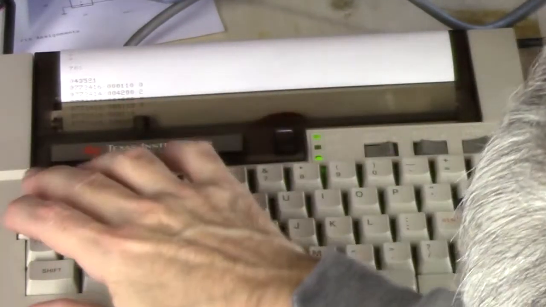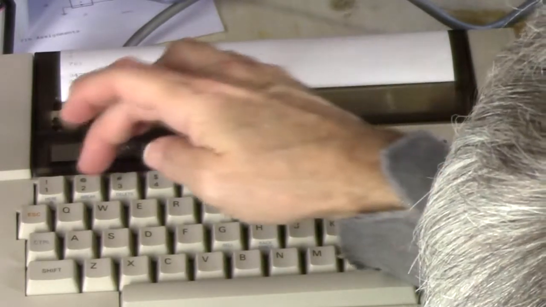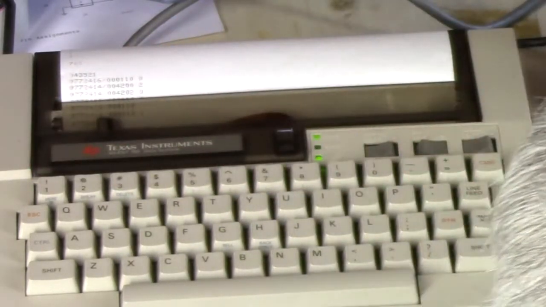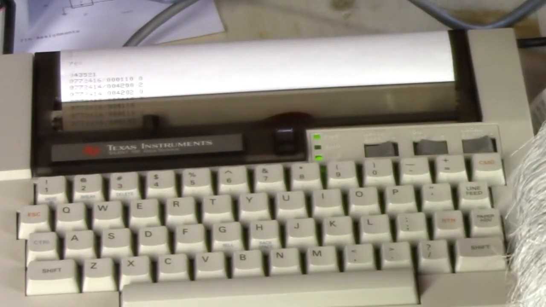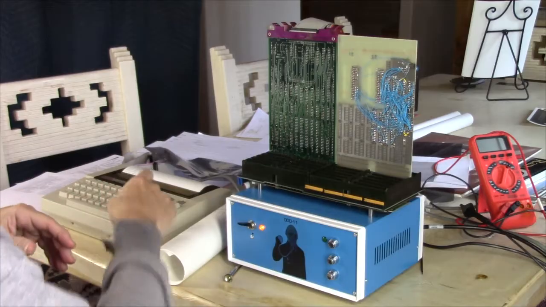So if I now 772416, let me put a 1 in there. Okay, now 772416, reading that location gives a 105, which is an E, and so on. So you can see I'm able to read that chip.